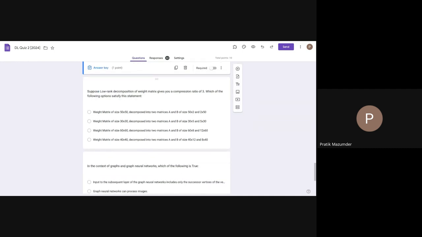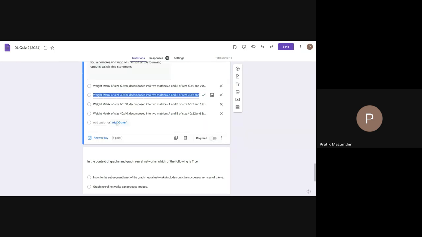And this question, a lot of people had a lot of doubts because there were actually two confusing options. So both this option, which is 30 cross 30, so 30 cross 30 is 900. So a compression ratio of 3 is you're trying to get parameters down to 300. So the two matrices that you get, 30 cross 5 and 5 cross 30, if you add them up, you get 300 parameters. But if you look at the other option, that is 60 cross 60, which is your 3600, and you try to bring it to 1/3, so it's 1200 parameters. So even in this case, if you add these two up, you'll get 1200 parameters.